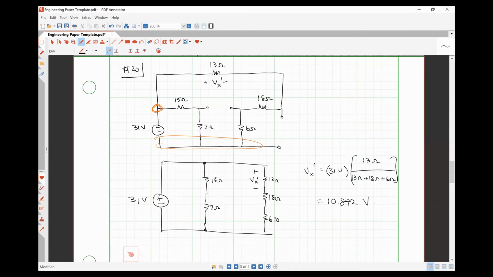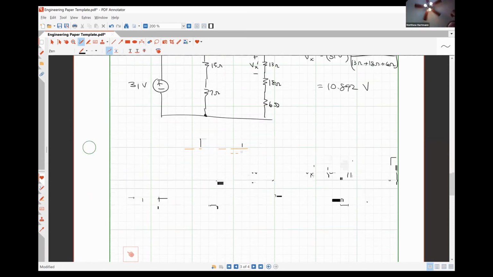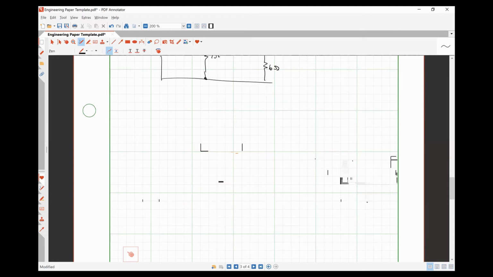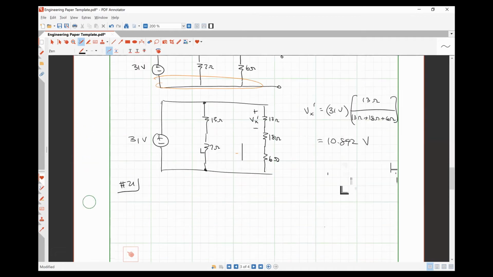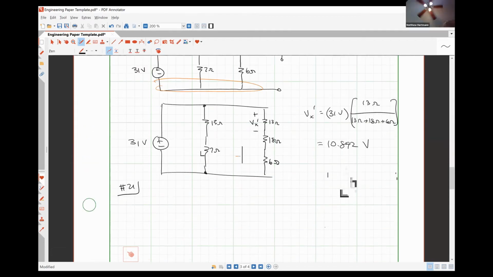What method would you use to solve that problem? Let's take a look at it and see. Dr. Hartman, if you don't mind, if you did mesh right there, once you redrew the circuit into the two loops, you could find the current going through that leg of the 13, 18, and 6 ohm resistor, and then you could find the voltage drop that way. Yeah, 13 ohms times that mesh current I2, sure.